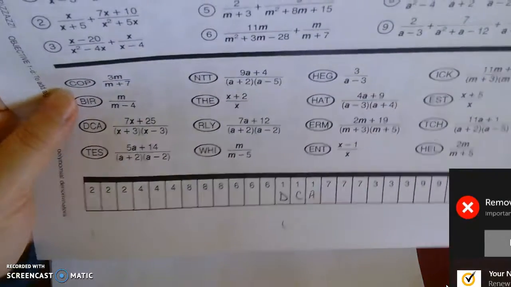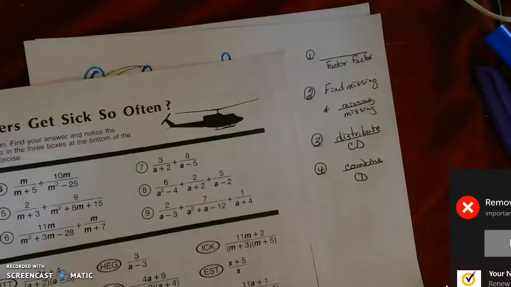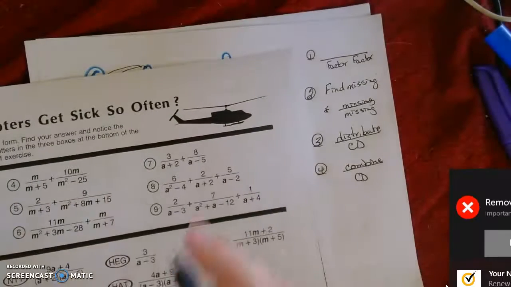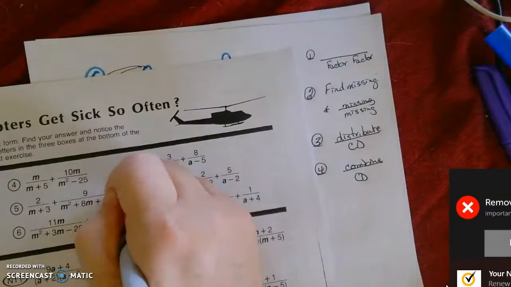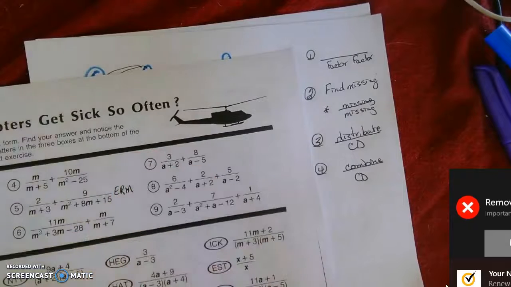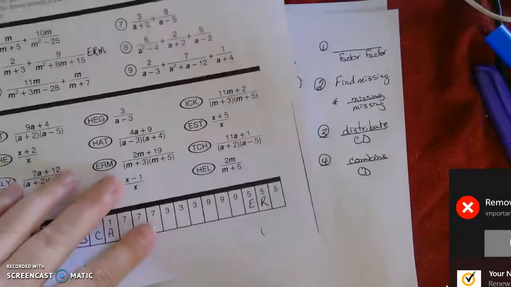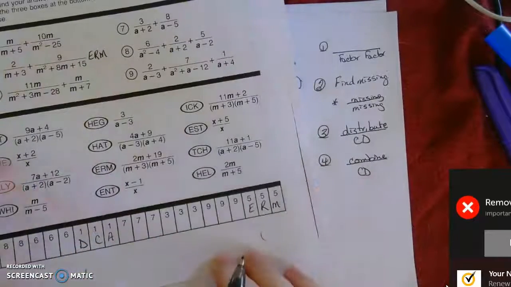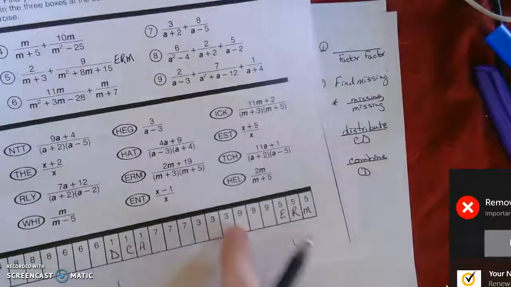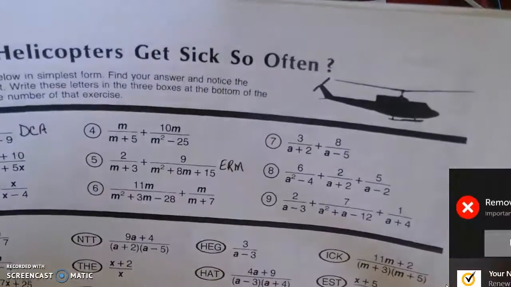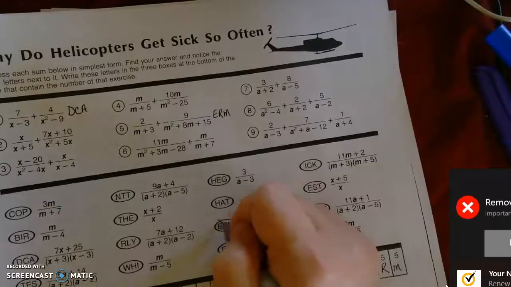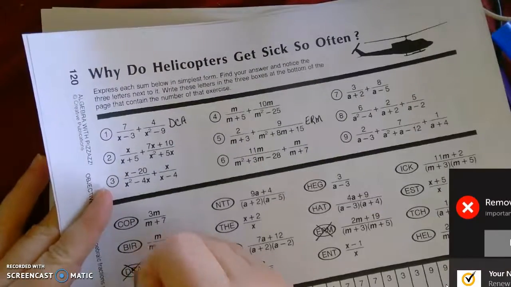And now I'm going to check to see where my answer is. 2m plus 19, m plus 3, m plus 5. It is ERM. So next to under the 5, we can put the E or M at the bottom. And again, you don't have to do this bottom part. I don't care. So we have taken care of this one. Don't want to get it confused. And this one, I'm going to mark it out.